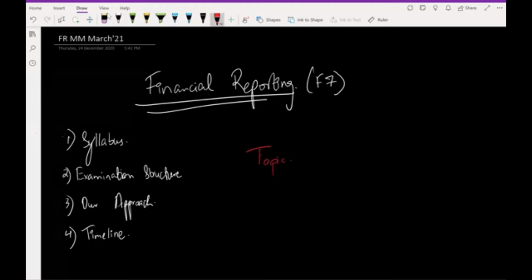So we will do a topic, and after that we will do its kit, right? Section A, section B, we'll do the kit part of those particular standards, and then we'll move on to the next standard, right? For example, the first topic would be conceptual framework, right? We'll do the kit on the conceptual framework topic, and then we'll move on to the next standards. Okay, so that's how we'll go about it.